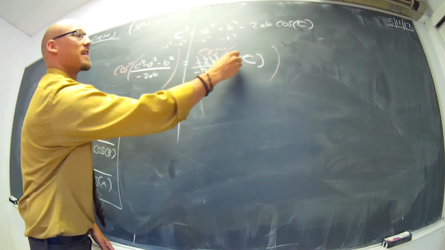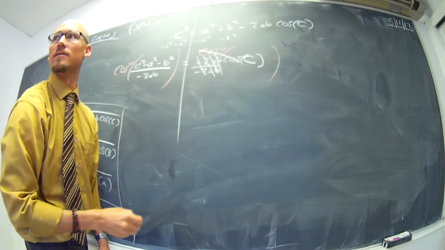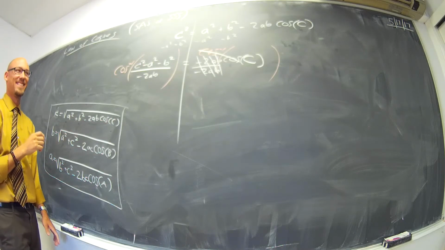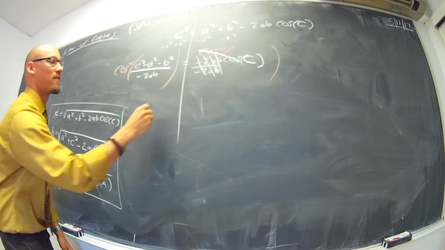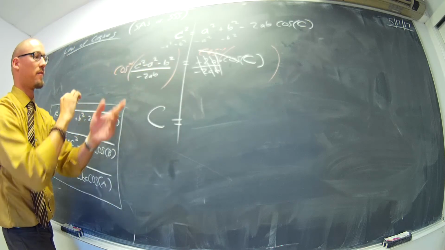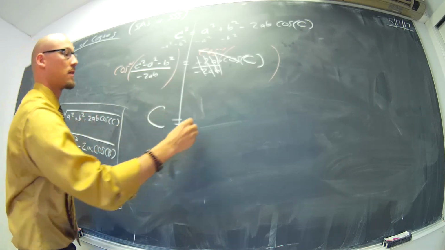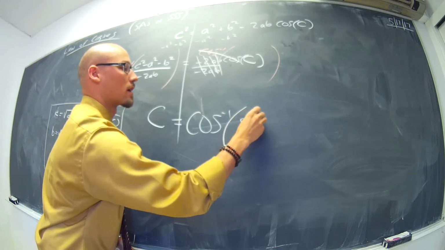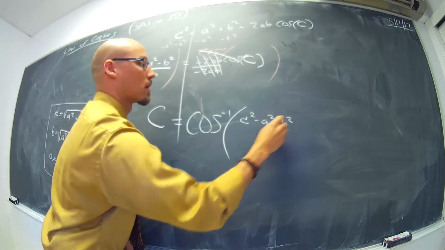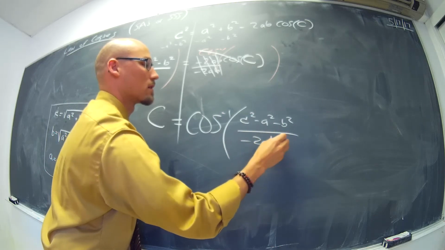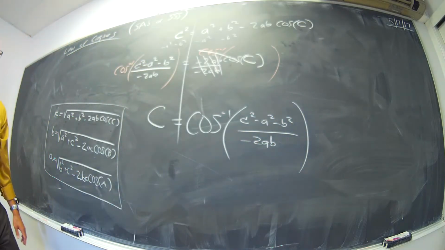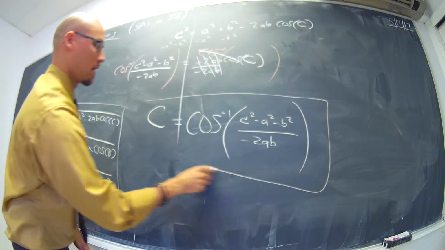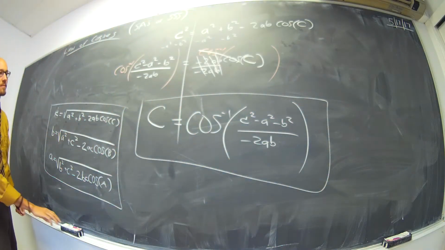So the cosine and the inverse cosine kill each other. Okay, so now we have the angle C. I'm gonna flip flop it. So big C is equal to the inverse cosine of little c squared minus a squared minus b squared, all divided by negative 2ab. There's your formula.